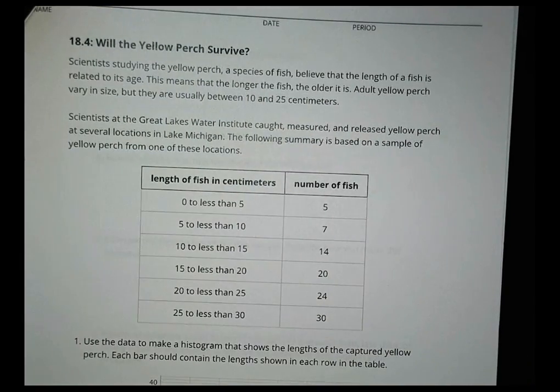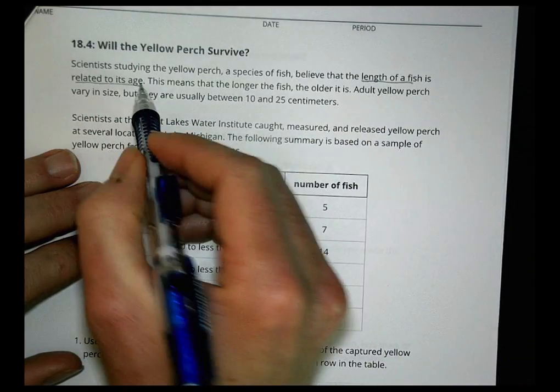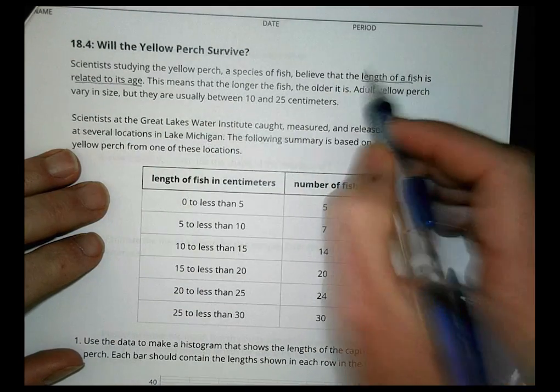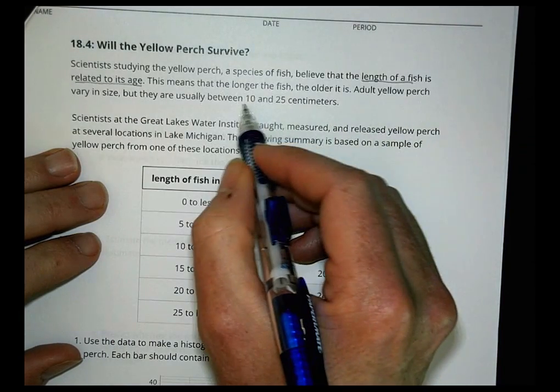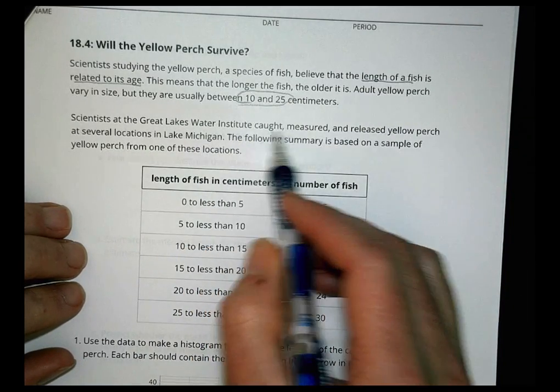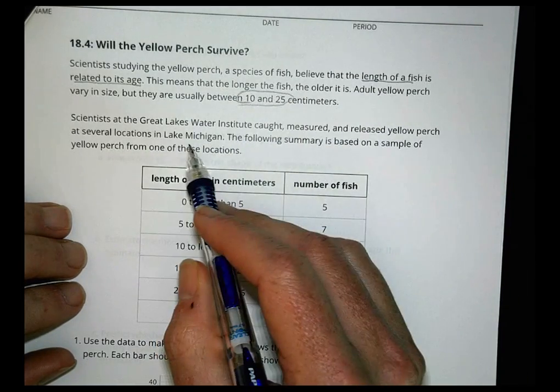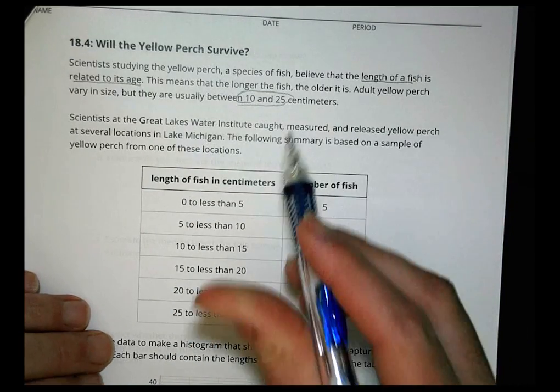Scientists studying the yellow perch, a species of fish, believe that the length of a fish is related to its age. So the longer the fish is, the older it is. The adult yellow perch vary in size, but they're usually between 10 and 25 centimeters. So scientists at the Great Lakes Water Institute caught, measured, and released yellow perch at several locations in Lake Michigan. The following summary is based on a sample of yellow perch from one of these locations.